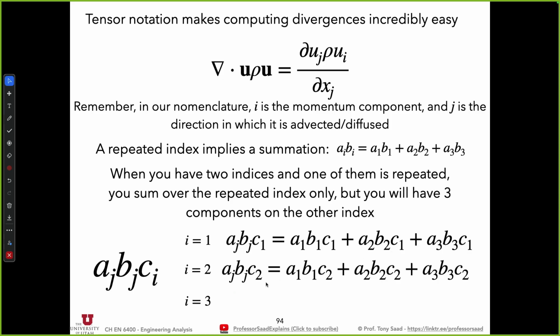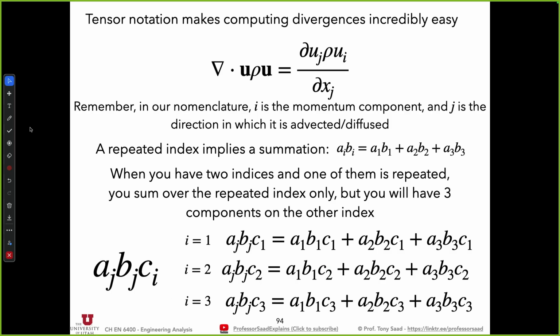Okay? When i equals 2, I'm fixing i, but j is not fixed because it's repeated. We're going to sum over j. It will be a1b1c2 plus a2b2c2 plus a3b3c2. And when i equals 3, again, I'm going to fix i, but j is repeated, so j is going to be defined by the summation, right?